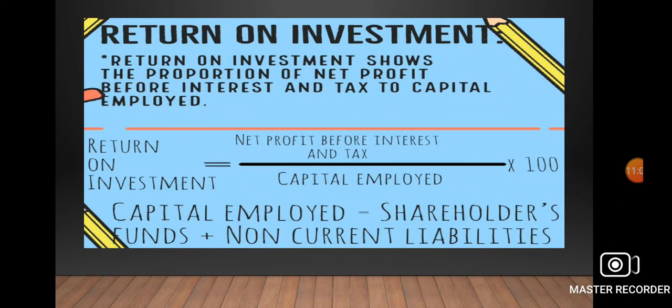Next, return on investment. Return on investment shows the proportion of net profit before interest and tax to capital employed. So what is the formula of return on investment? Net profit before interest and tax divided by capital employed into 100. So capital employed means shareholders' funds plus non-current liabilities.